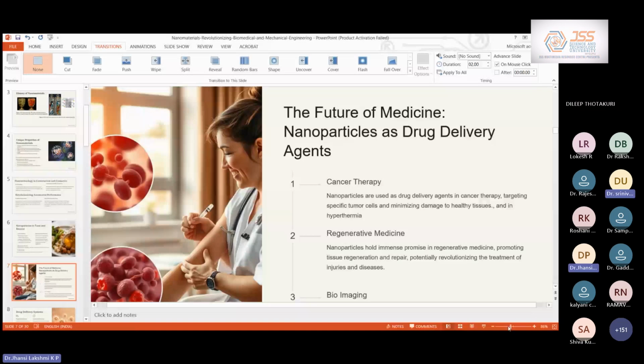Okay, sir. So bioimaging. So I was there. Shall I explain this regenerative medicine and cancer therapy again? At what point did my presentation stop, sir? Madam, bioimaging, madam.